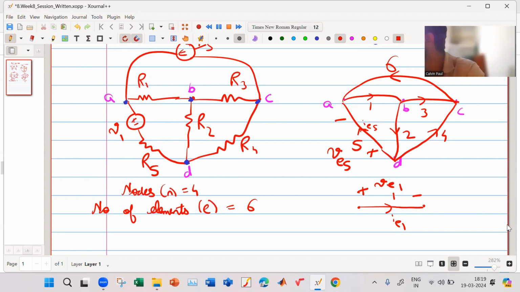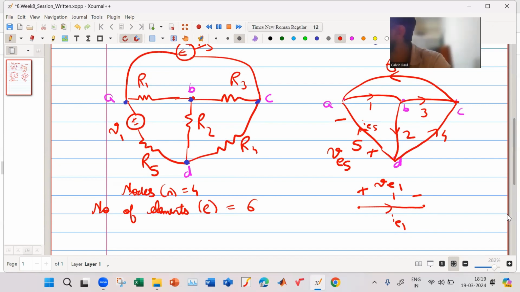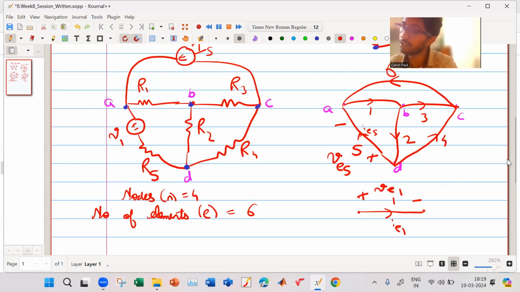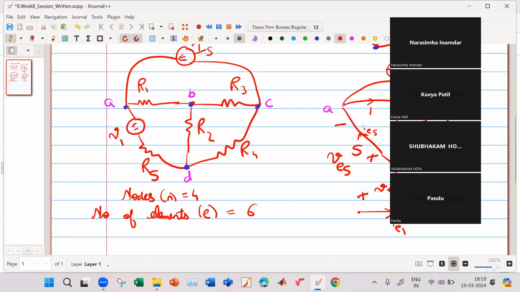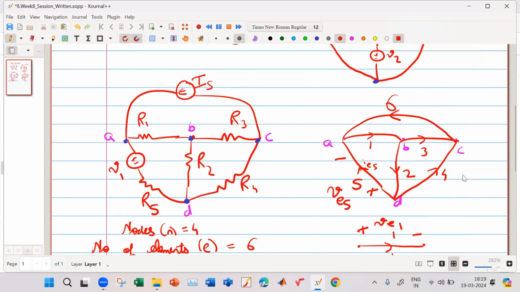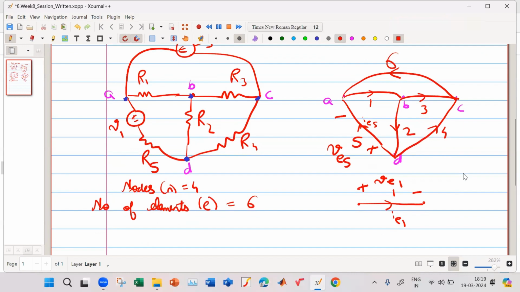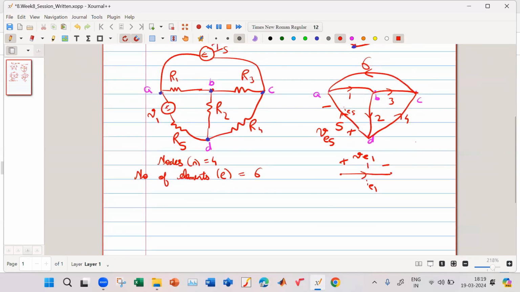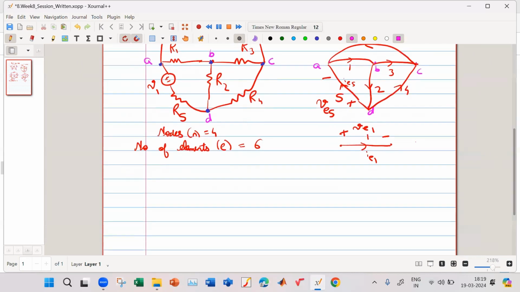Now, let's see. Have you guys studied tree for this? What is a tree? A tree is the part of this graph which does not make any loop. It covers all the node points, but it does not make a loop. Okay. Let me redraw it again.